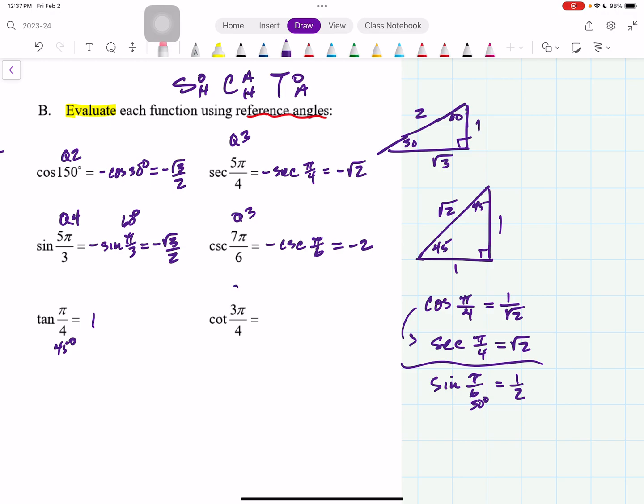Let me see, 3/4 pi is quadrant 2 now. It's a reciprocal of tangent. And the reference angle for 3/4 pi is pi fourths. So I need to know what this is. What's tangent of pi fourths? And we just answered it earlier, it's 1, right?